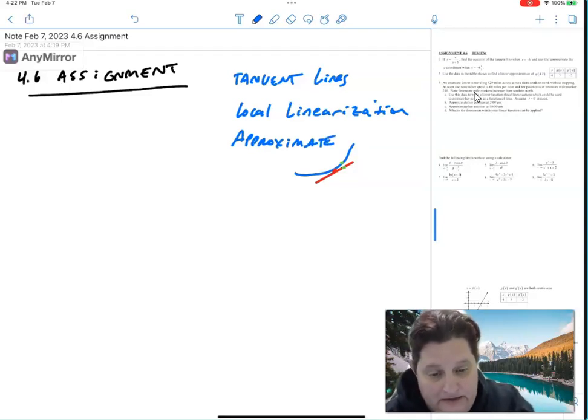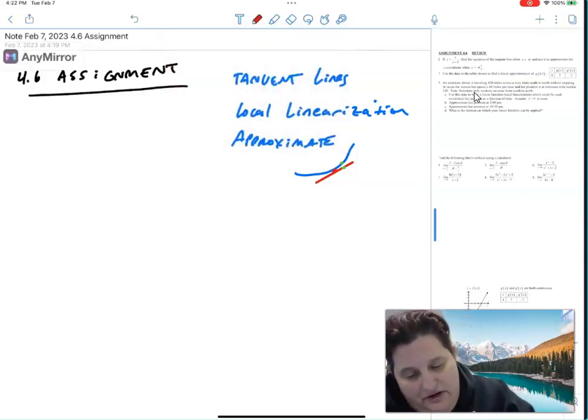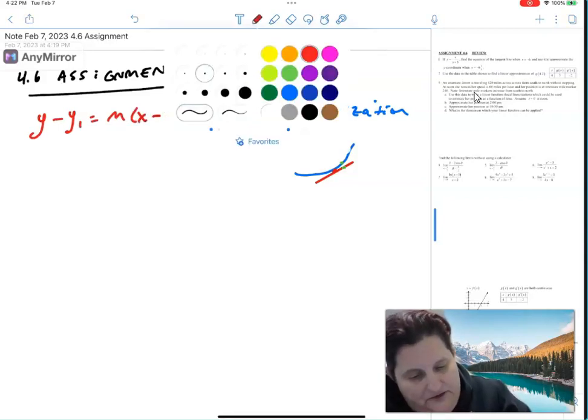So this is something you guys need to know. Write this down, memorize, whatever. Your equation that you're going to use for all of these is y minus y1 equals m times (x minus x1).